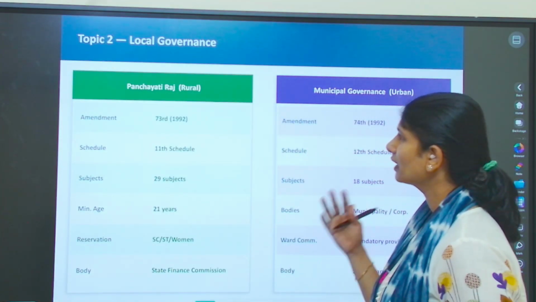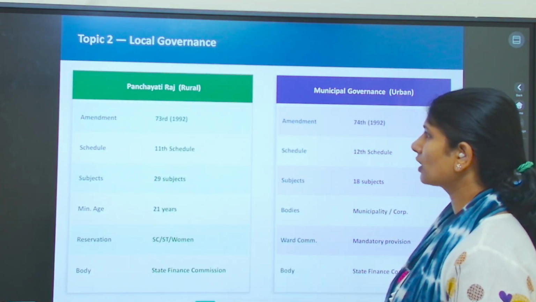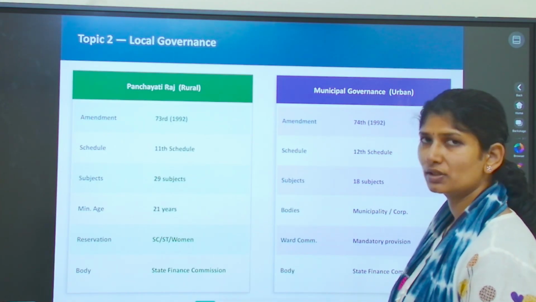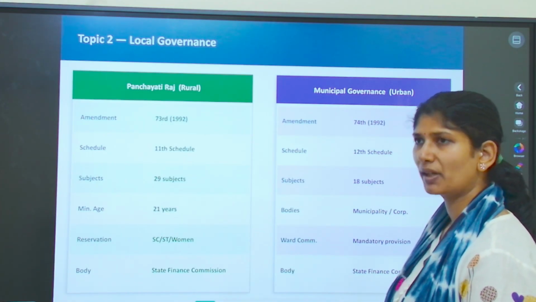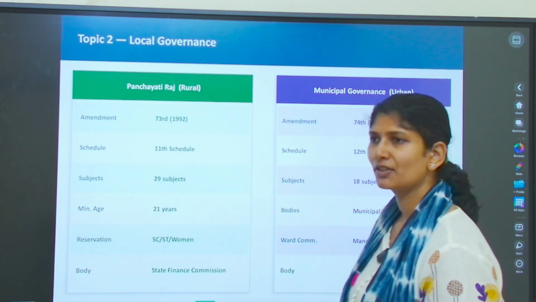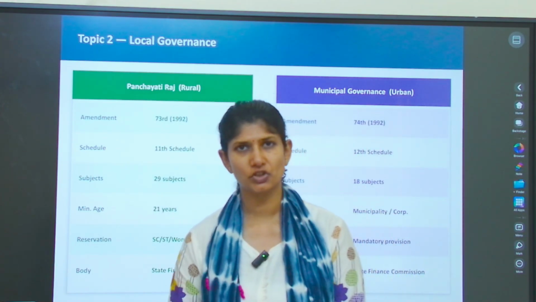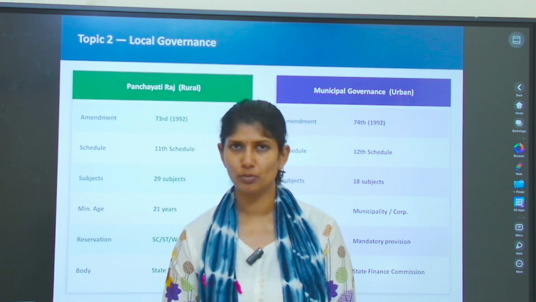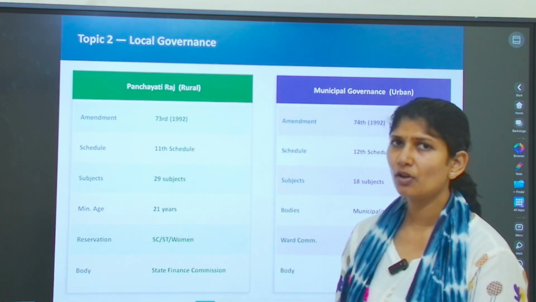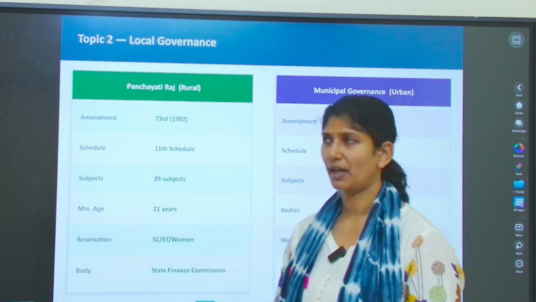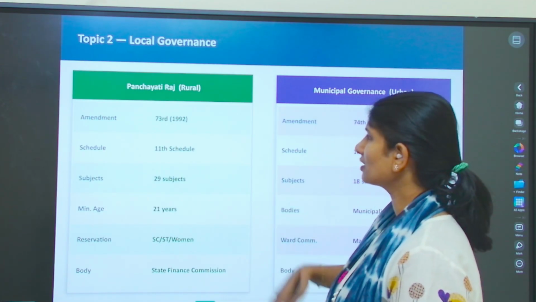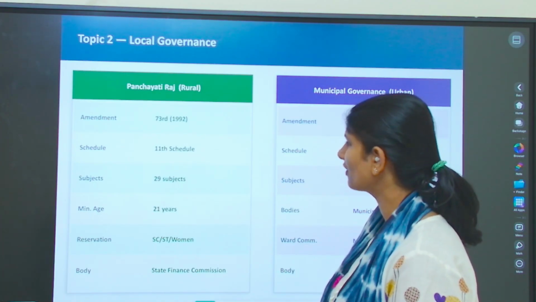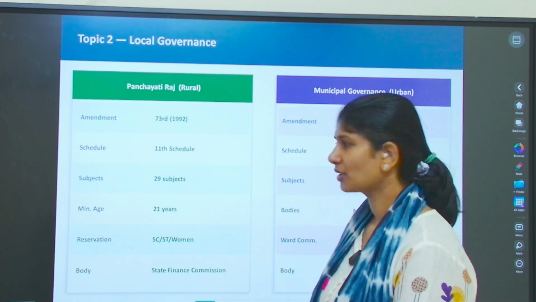Now if you have a look at your Panchayati Raj roughly, these are your local self bodies, panchayats and municipalities. After your 73rd and 74th Amendment, a two-tier structure of center and state became center, state, and local bodies. Local bodies comprise panchayats and municipalities. Panchayati Raj was brought for your rural areas in your 73rd Constitutional Amendment. The 11th Schedule was added. 29 subjects were brought in.